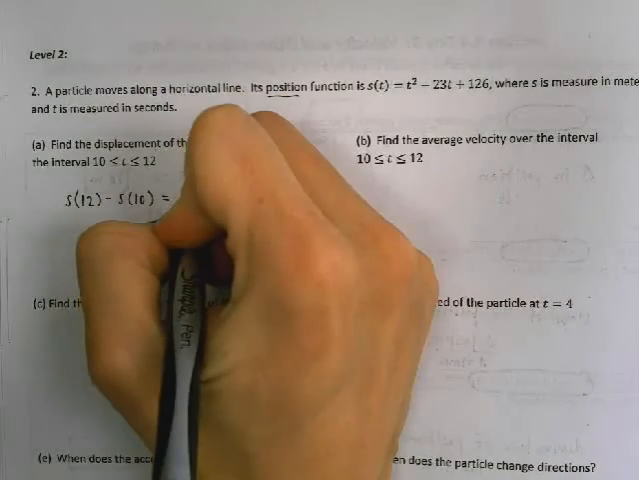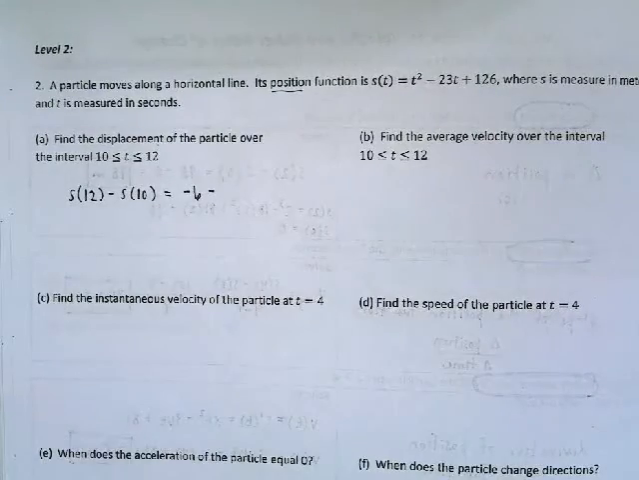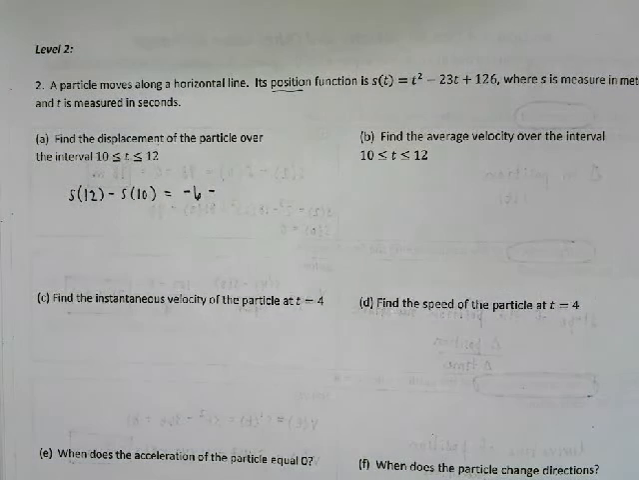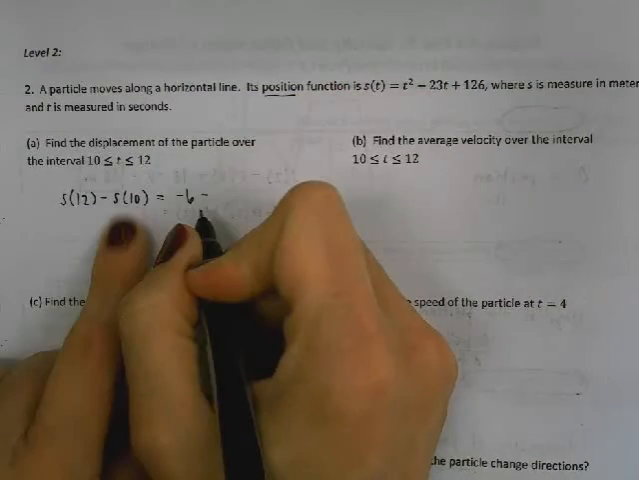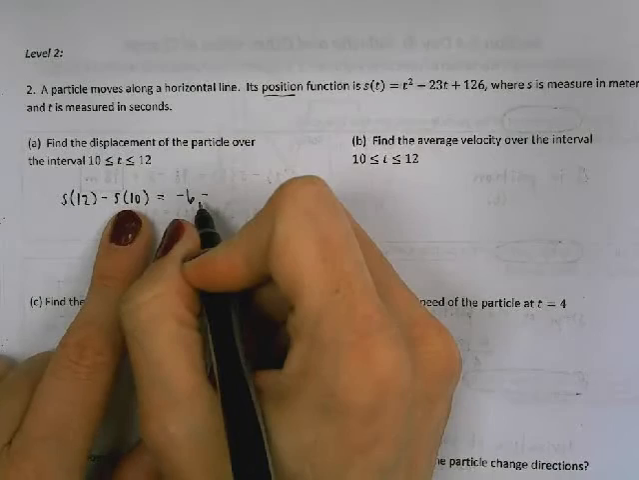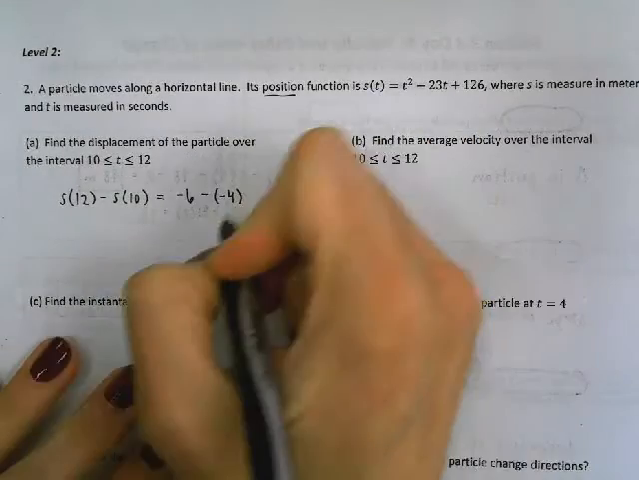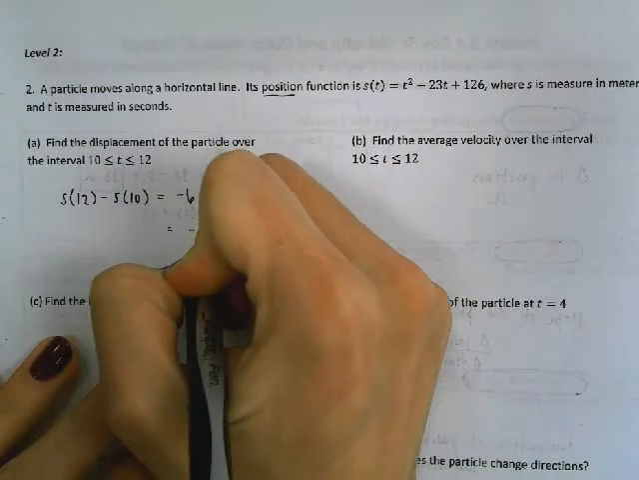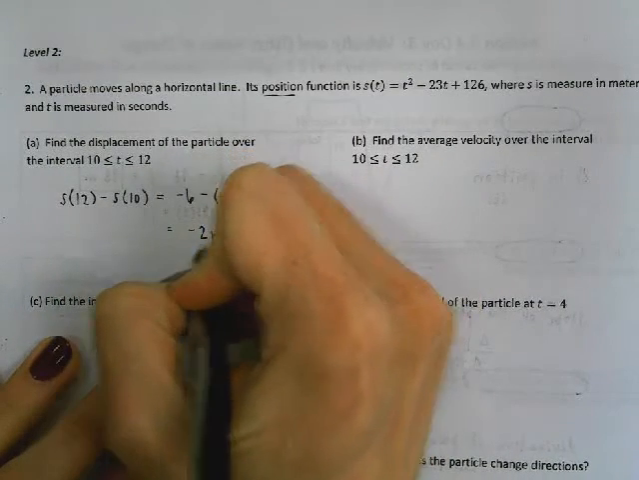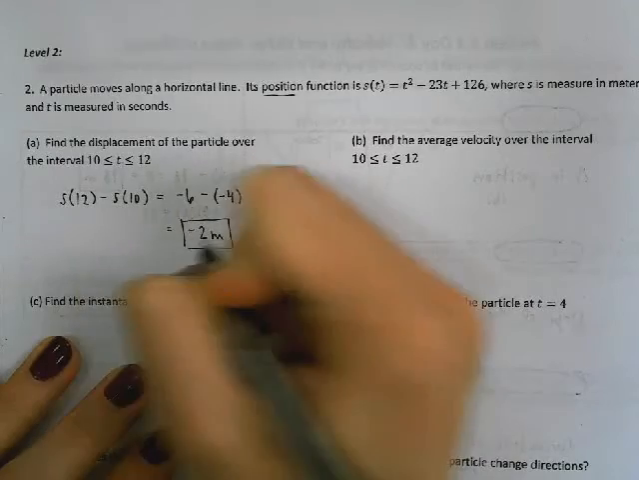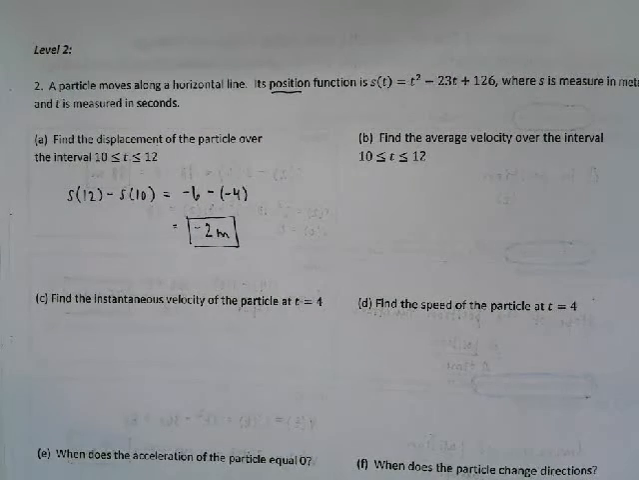Looks like s of 12 I get negative 6. And for s of 10, I get negative 4. So here we have to be a little bit careful. We have a negative 6 minus a negative 4, which we know is going to be positive. So I get a negative 2 meters. And again, what that's telling us is that the object ended up 2 meters to the left of where it started.